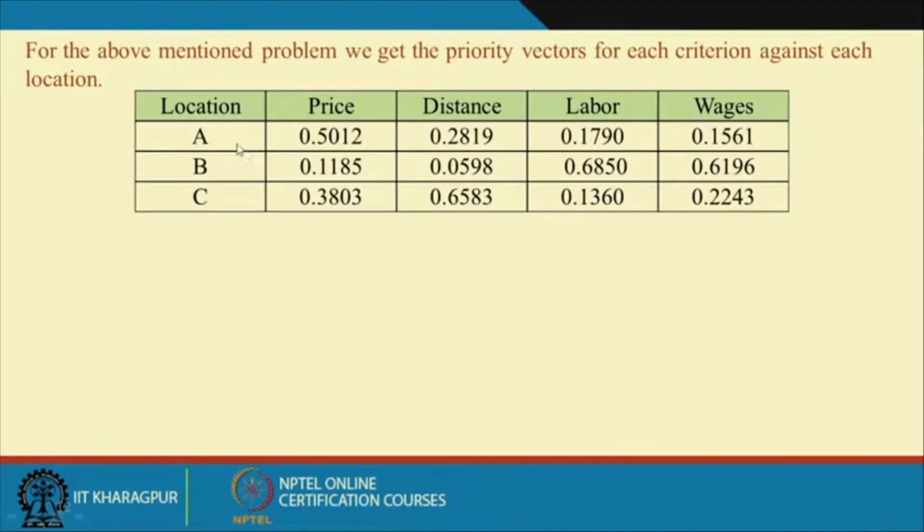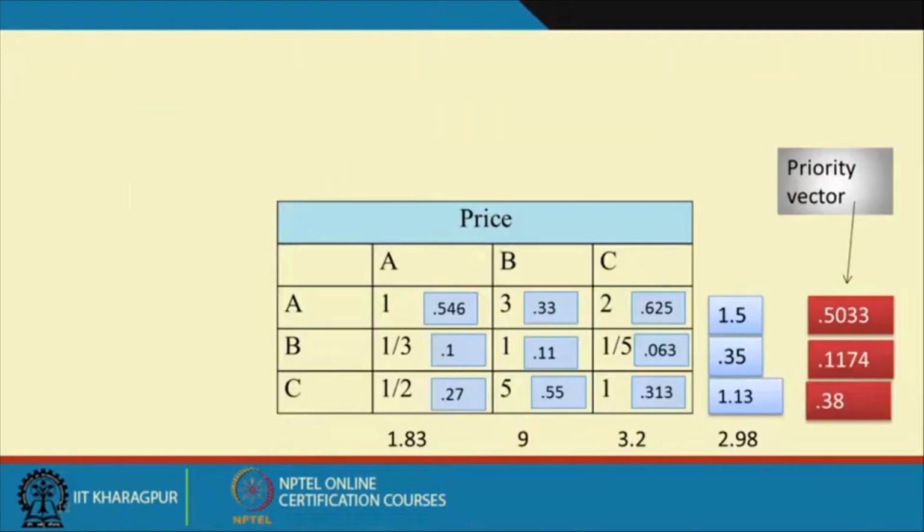Similarly, for individual cases, we can have the priority vector for price, for distance, for labor, and for the wage. You now compare. For price, if I just see the price, this is 0.5 for the price, not 5.